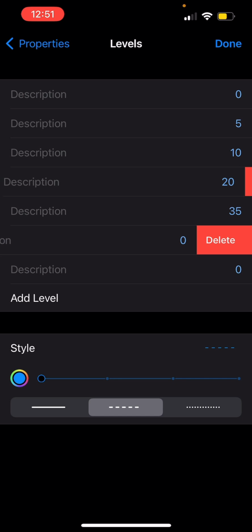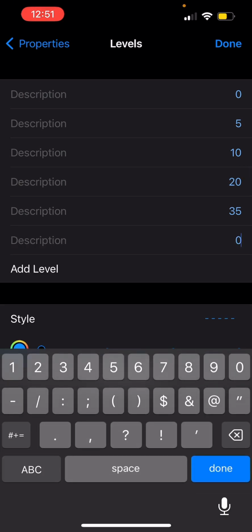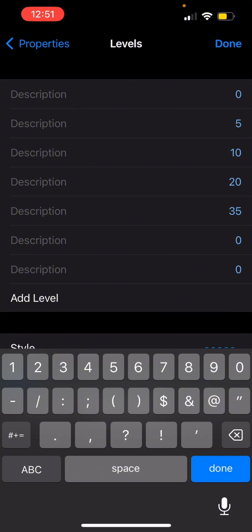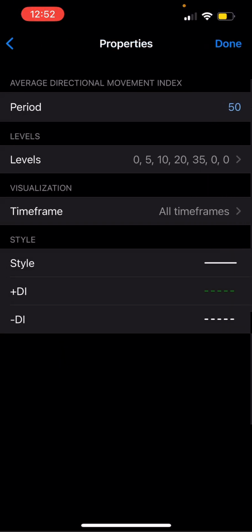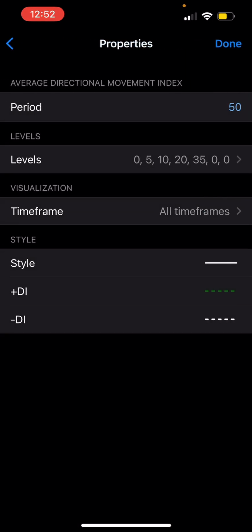So let me delete some levels so that I can show you how to add levels. You click on this to add a level, click on this to add a level. Remember, this is how you should do yours. Take a screenshot and you click done. Then go to time frame. Make sure you select all time frames, because you need the indicators to be on your screen at all time frames. However, you're using this strategy on the 1 minute time frame.